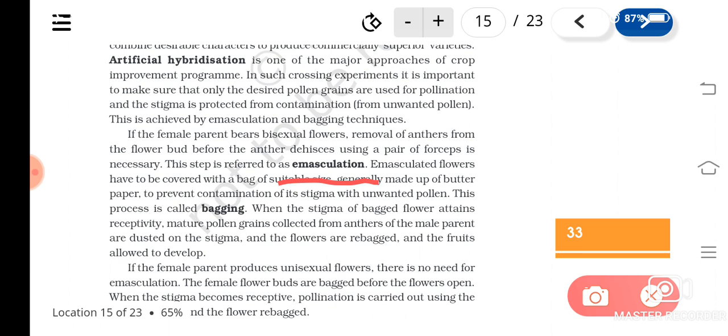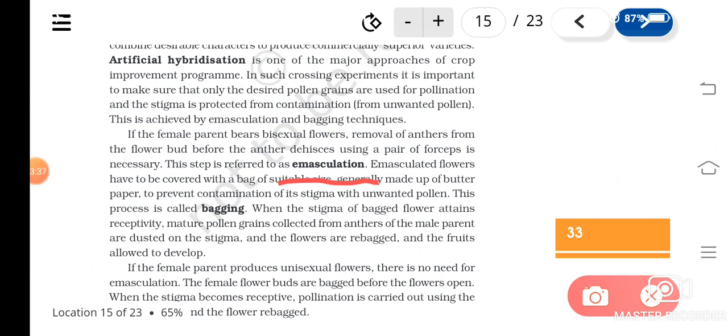Is known as emasculation. And then what we have to do, what is emasculation? The removal of anther. So the flower will now have only the stigma. Understood? So this stigma may get contaminated by any other, unwanted pollen grains. So that should be protected from other foreign pollen grains. So for that we can just cover the stigma, and this process is known as bagging. Understood? So bagging, why is it necessary? To protect the stigma from other unwanted pollen grains.